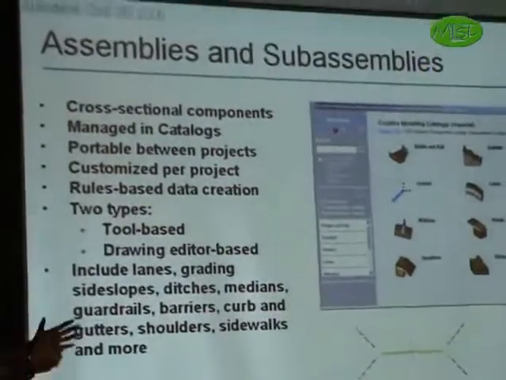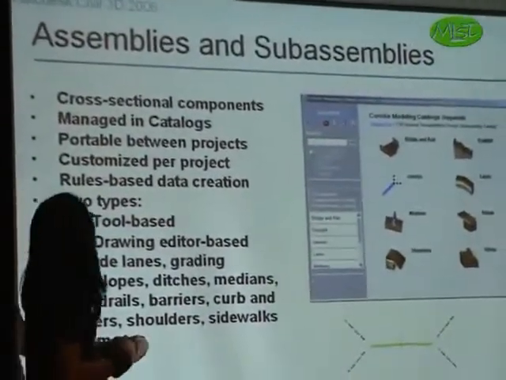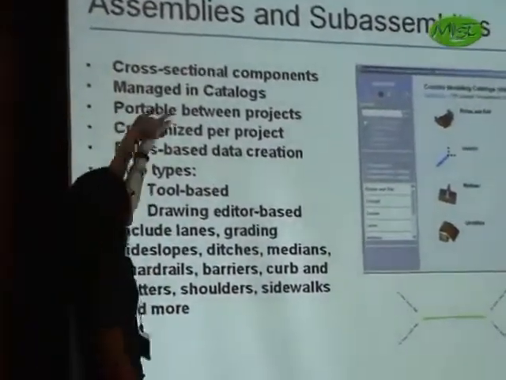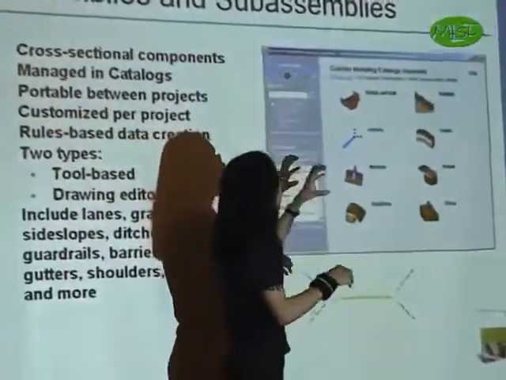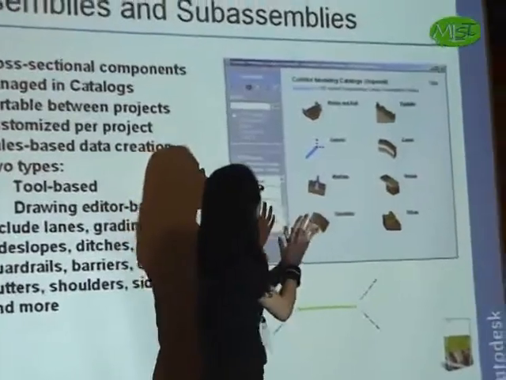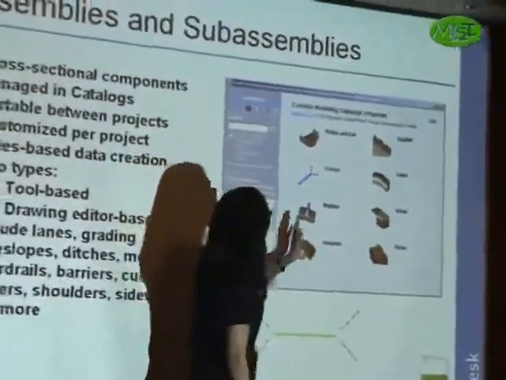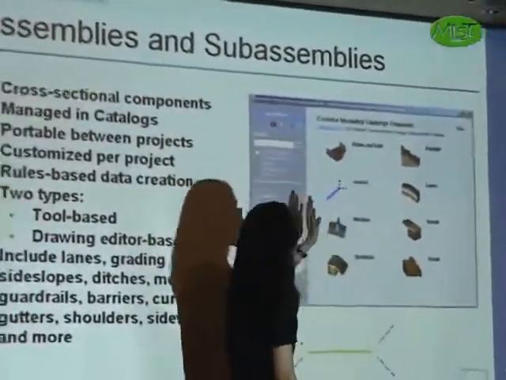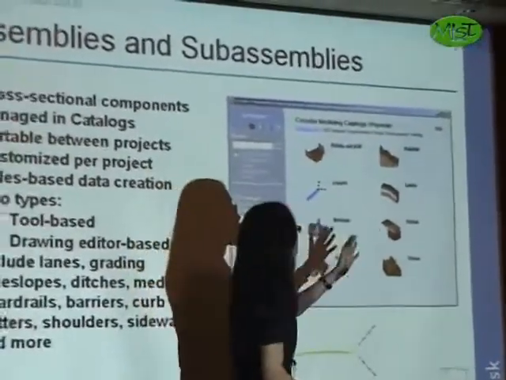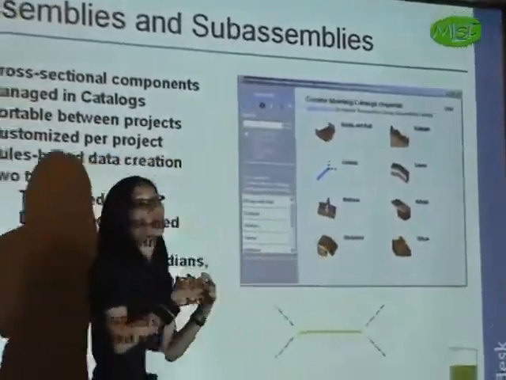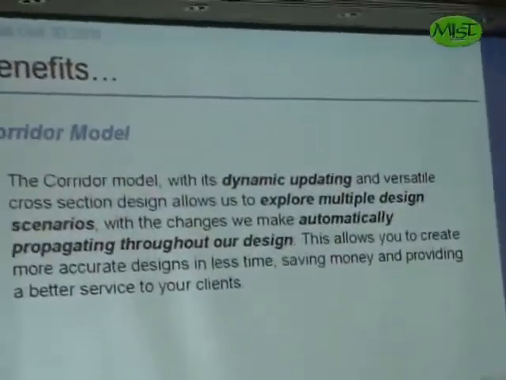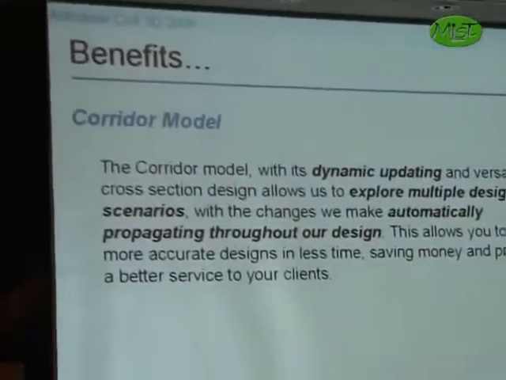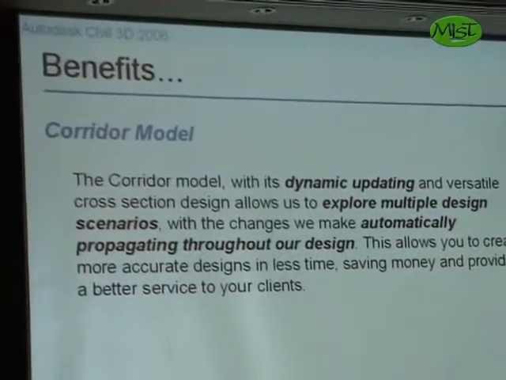So how does this work in Civil 3D? So in Civil 3D, like I said before, these are the cross-sectional components. These are already packaged in a catalog in Civil 3D. So in this, you already have an extensive catalog having all the elements that you need for your road design. So I'm going to give you a demo on this.